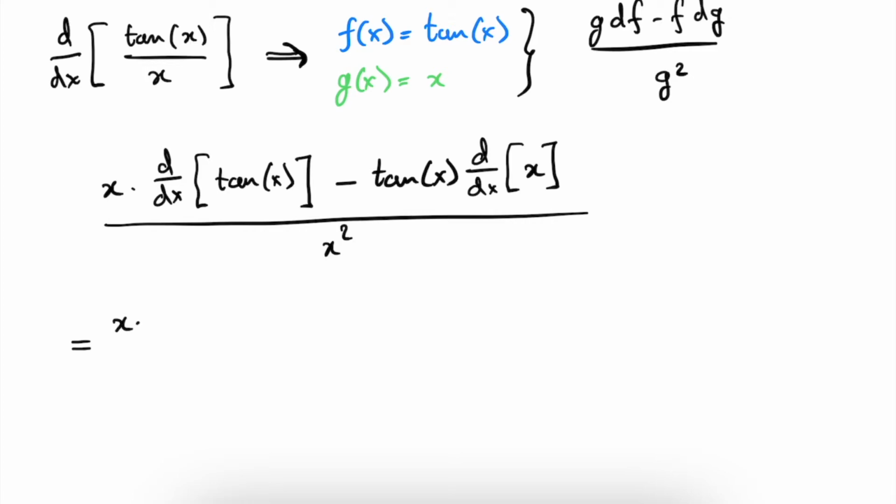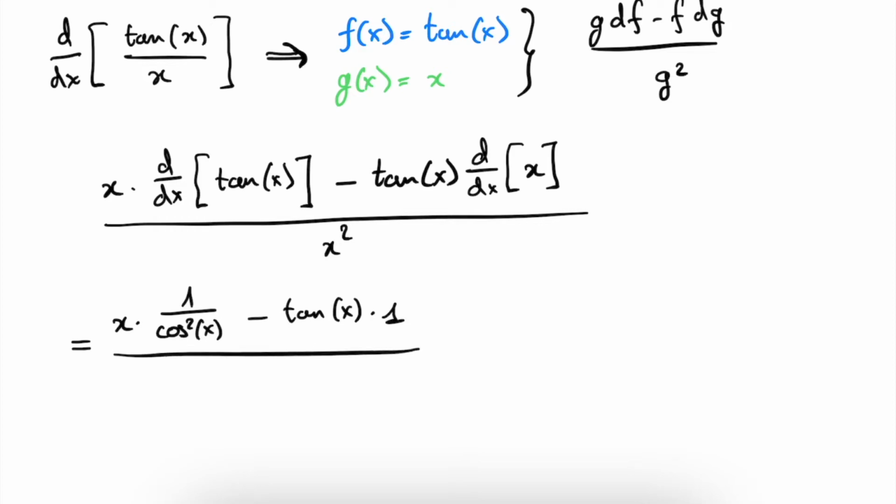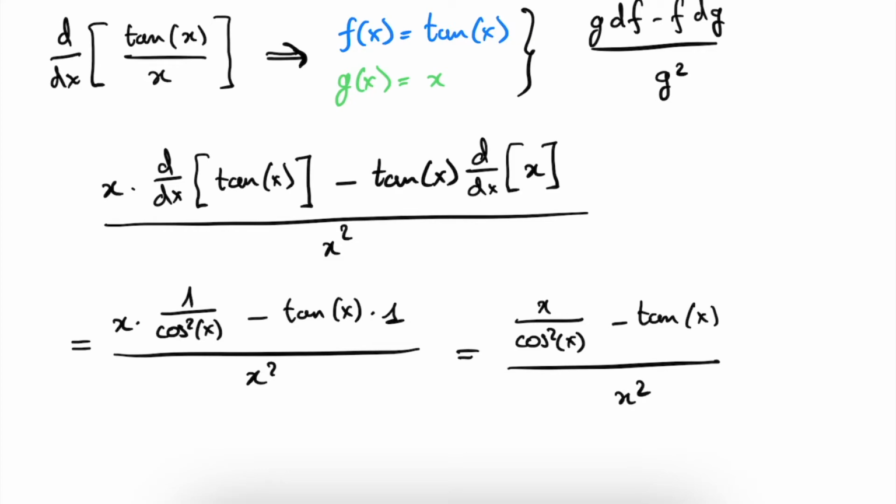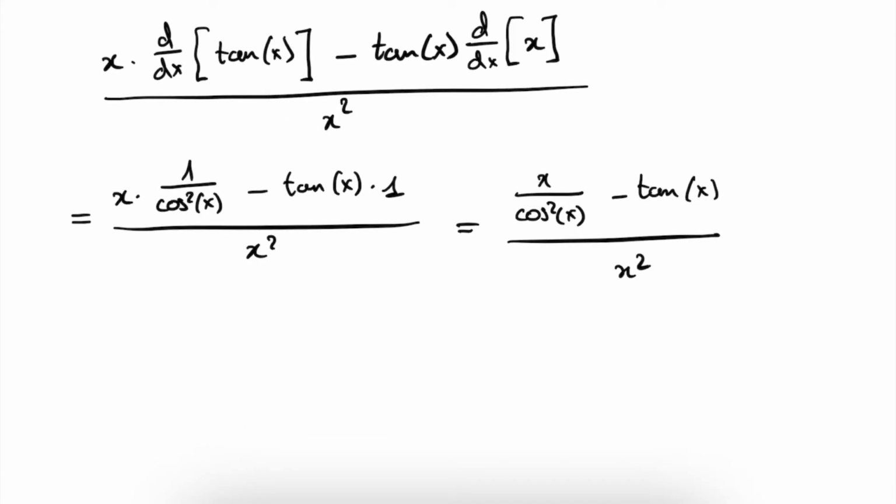Rewriting this, we get x times 1 over the cosine squared of x, which we proved in the previous exercise, minus the tangent of x times the derivative of x is simply 1. That's great. So divided by x squared. And if we rewrite this, we get x divided by cosine squared of x minus the tangent of x divided by x squared. And now we have this somewhat ugly function, so we can just rewrite it for aesthetics only.